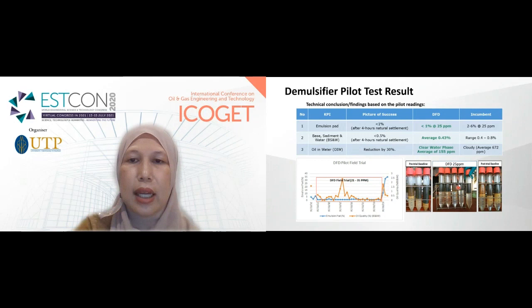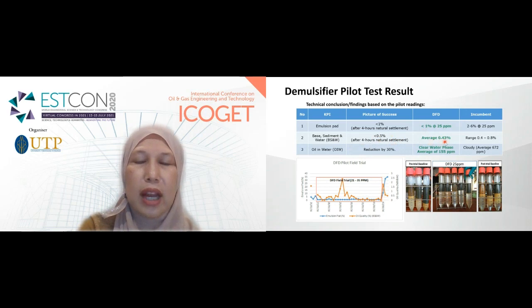We can see that for the FD injection at 25 ppm, it managed to work better than the incumbent demulsifier, from the picture here. We managed to resolve the emulsion to less than 1% and also managed to meet the PSNW of average 0.43%, and the clear water phase went from 672 ppm reduced to 155 ppm.